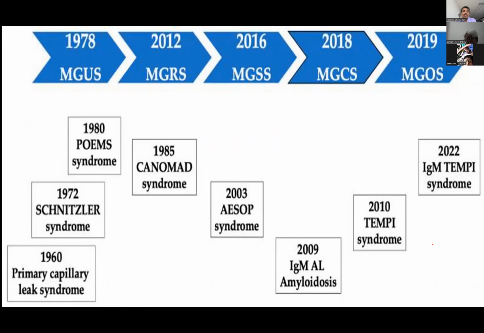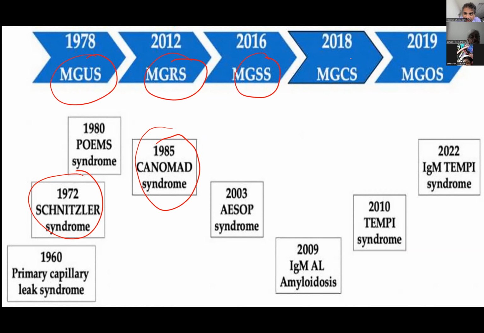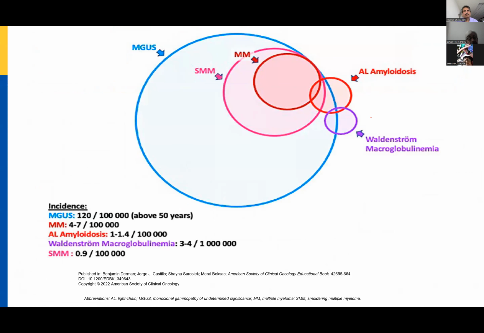So this is the timeline, how it came. POEMS syndrome has been there before we joined medical college. Schnitzler syndrome has been there since 1972. Clarkson syndrome came later. So first was MGUS, MGRS, MGSS, MGCS, MGOS. And now you also have MGNS, neuropathy syndrome. I'll discuss them also. So whenever I speak on M-band, people think I'll be discussing only myeloma. But actually the spectrum is huge.